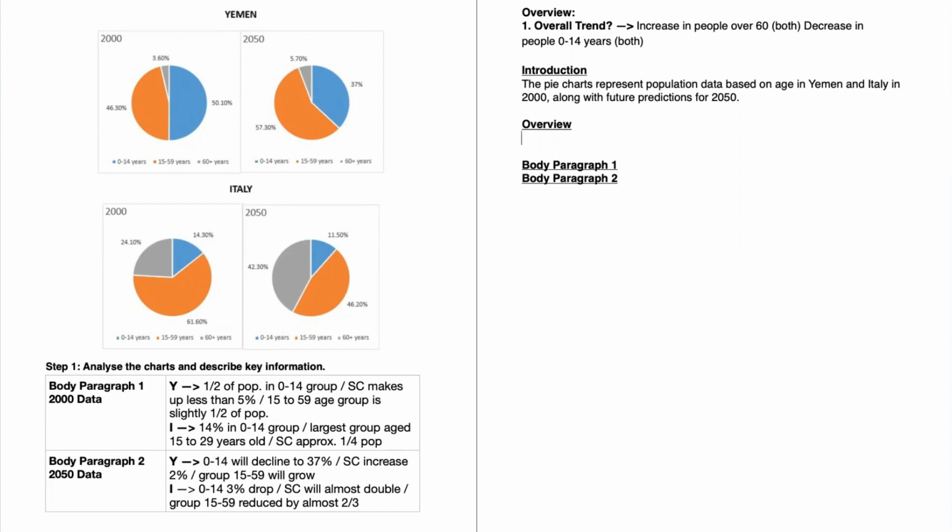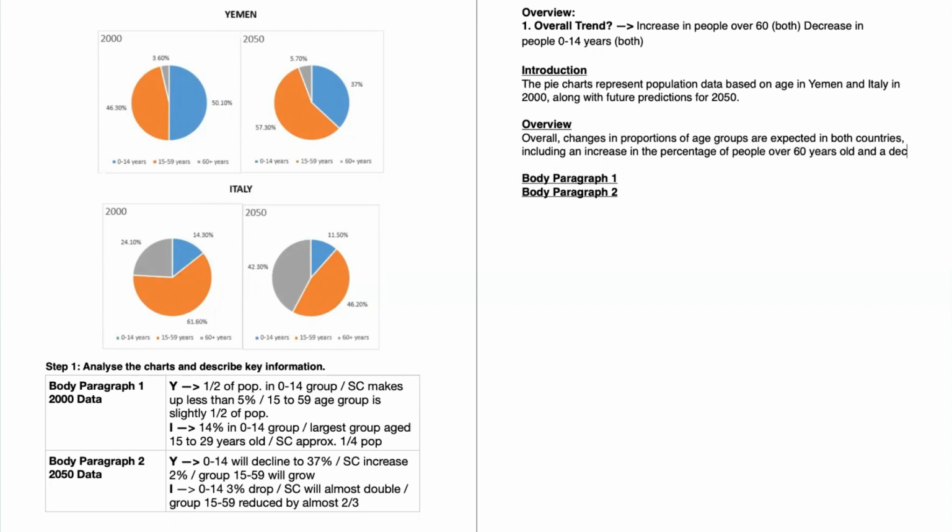Now we have our overview paragraph, and we're going to use these notes right here just to make a general statement about trends. So I'm going to say, overall, changes in proportions of age groups are expected in both countries, including an increase in the percentage of people over 60 years old and a decrease in those aged 0 to 14 by 2050. And again, that is exactly what we looked at in our notes here. So we're finished with that as well. Remember, you want to keep it short and sweet.